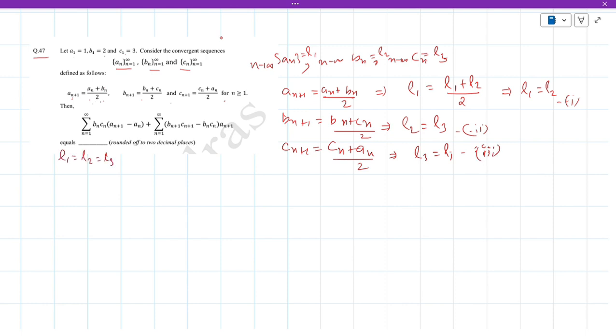Now, if we follow this recursive relation, we can write an plus 1 minus an is equal to an minus bn by 2, right? Similarly, one more recursive relation, bn plus 1 minus bn is equal to bn minus cn by 2, right? And similarly, cn plus 1 minus cn is equal to cn minus an by 2.